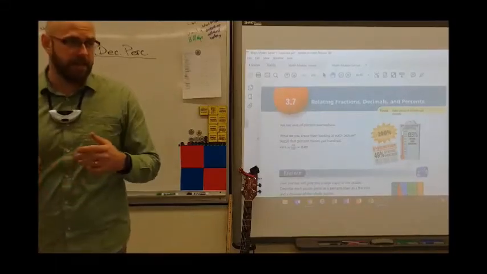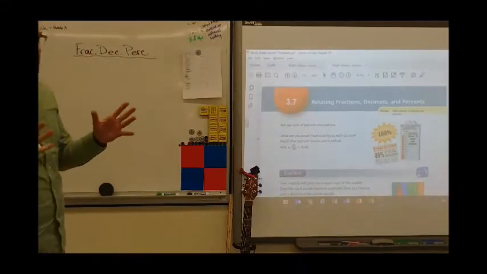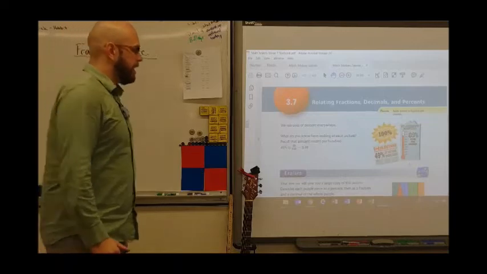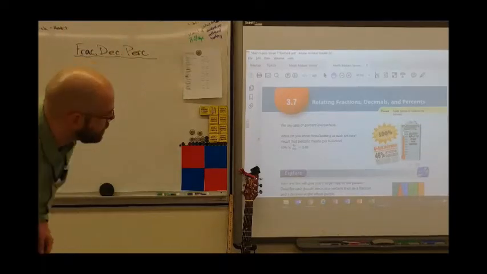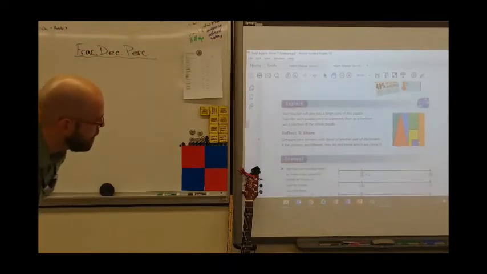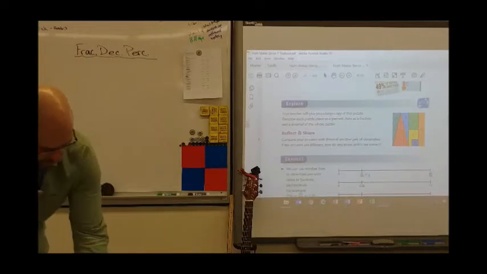Decimals and percents. So we've done a lot of fractions, we've done a lot of decimals. Now we're going to get into our percents. And one of the first things we're going to look at, this is a lot like the fraction case.